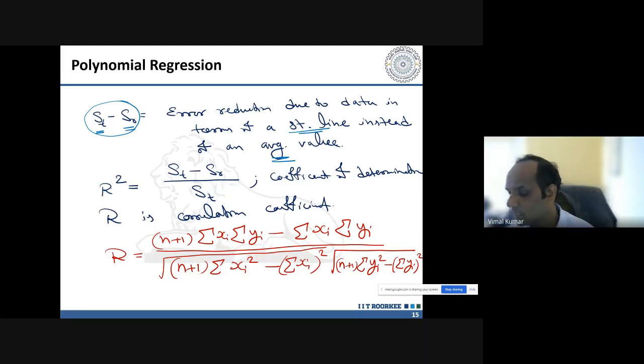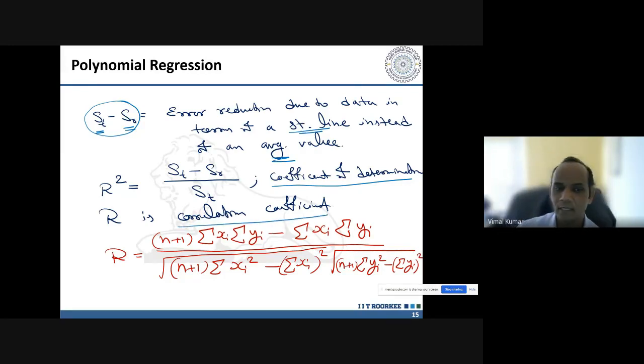So we have R square defined as the difference ST minus SR divided by ST, which we refer to as the coefficient of determination. R square is the coefficient of determination, and taking the square root of R square gives R, the correlation coefficient. How do we obtain the correlation coefficient? R is equal to n sigma xi yi minus sigma xi sigma yi, divided by the square root of n sigma xi square minus sigma xi whole square, into the square root of n sigma yi square minus sigma yi whole square.